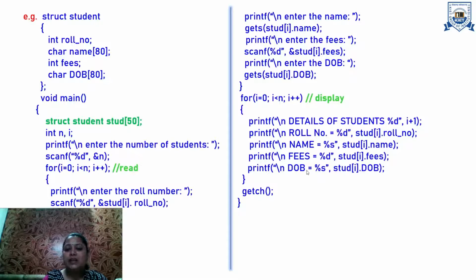Similarly for displaying the information, again I have to use a loop. The same loop will be defined here, and now I have to print only the details of the student. For printing, again the ith value is very important. How to define the ith value for which particular student? So for the first student it will print the roll number, name, fees and date of birth.